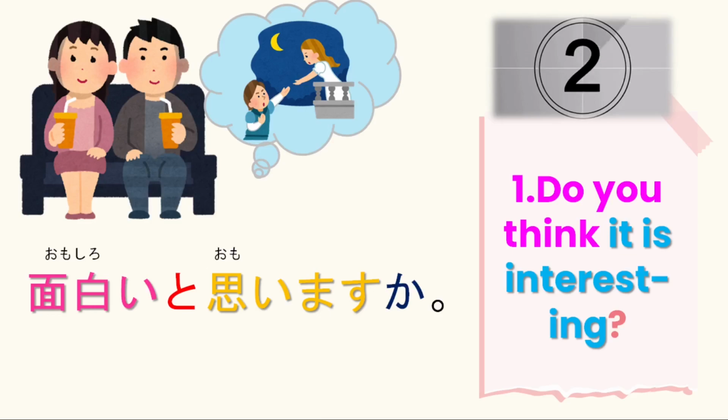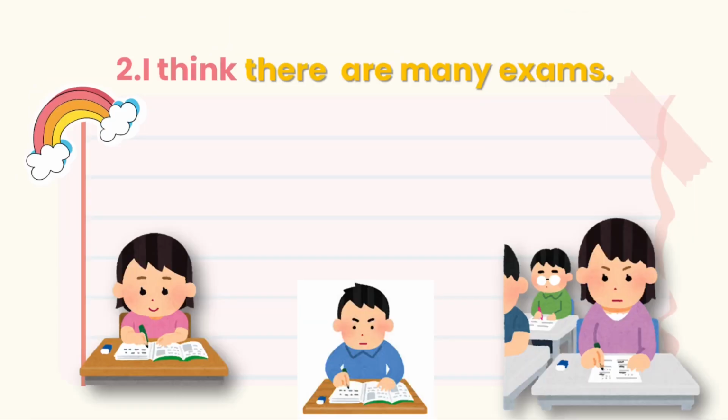Okay, so this was right. If you got this answer right, very good. Yoku dekimashita. Second example. Second question. I think there are many exams. In case you don't know the vocabulary, exams is shiken and many is takusan.